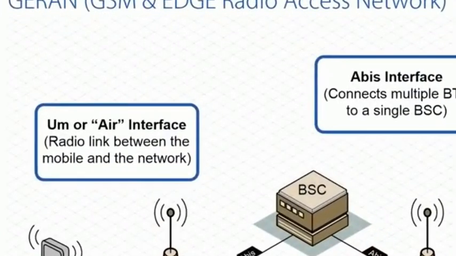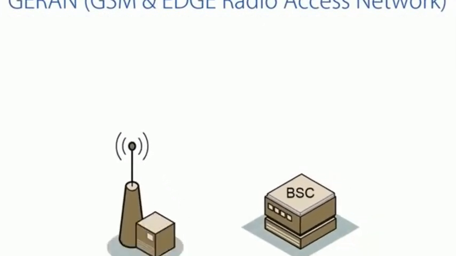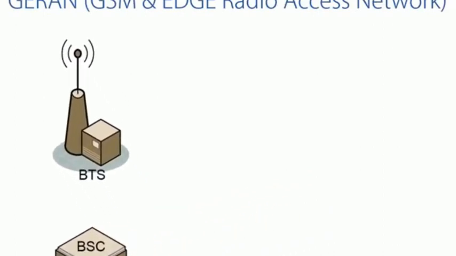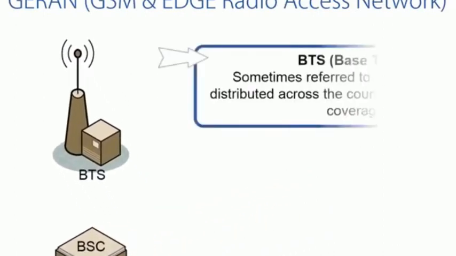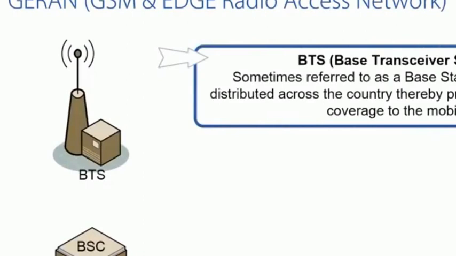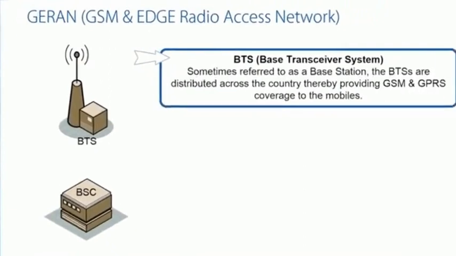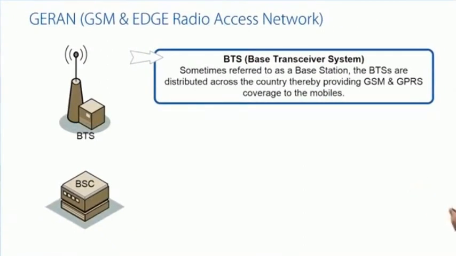So let's take a look then at the two key elements which comprise the GERAN. Here we have the BTS, or the base transceiver station. And the base transceiver stations, or base stations as they are more commonly known, provide us with our coverage across the network. We see these distributed around the countryside, by the sides of roads, on the tops of buildings, etc.